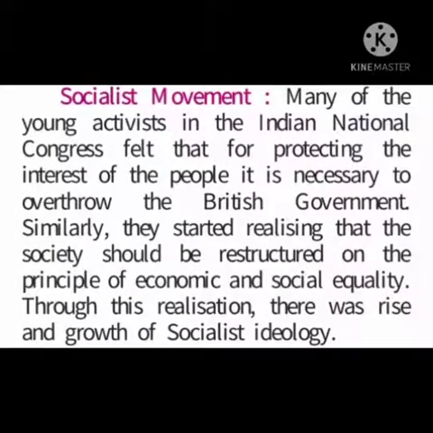Now, let us learn about the socialist movement. Students, British ruled India by playing divide and rule policy. There was social inequality due to the British rule in India. Therefore, it was necessary for Indians to restructure the society on the basis of economic and social equality by overthrowing the British rule from India. Through this realization, there was rise and growth of socialist ideology.